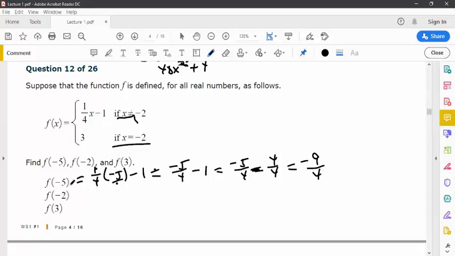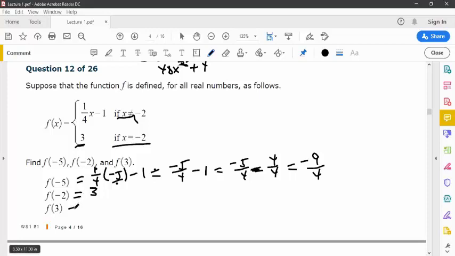So now we come to the next and look at our constraints. It says evaluate f of -2. Since x equals -2, we deal with the second function. So it just says if x equals -2, then our answer is simply that. In this case, it's 3. So there's nothing that you needed to do.